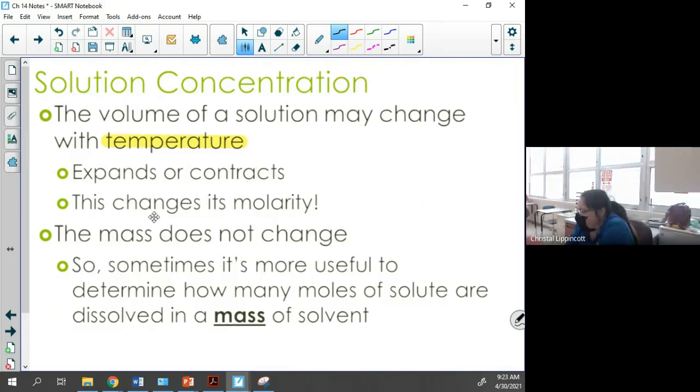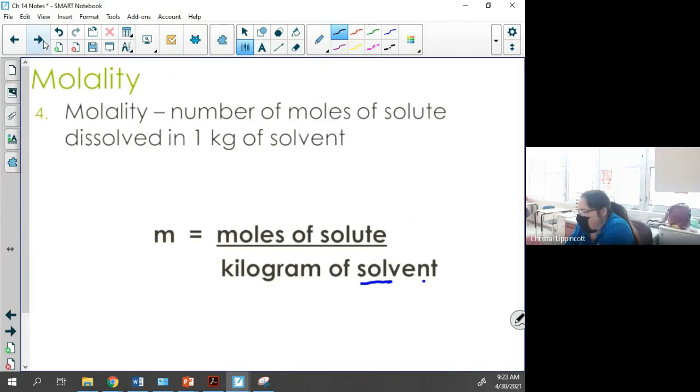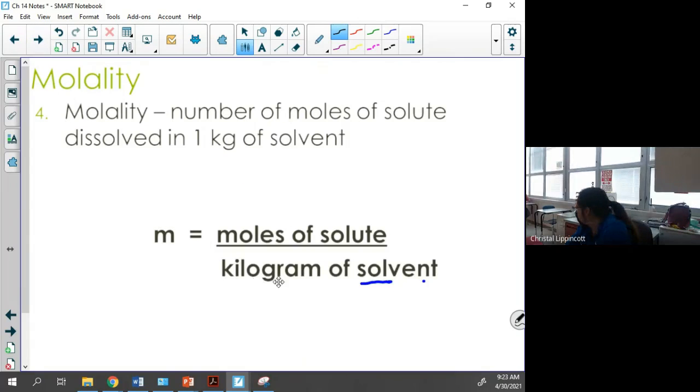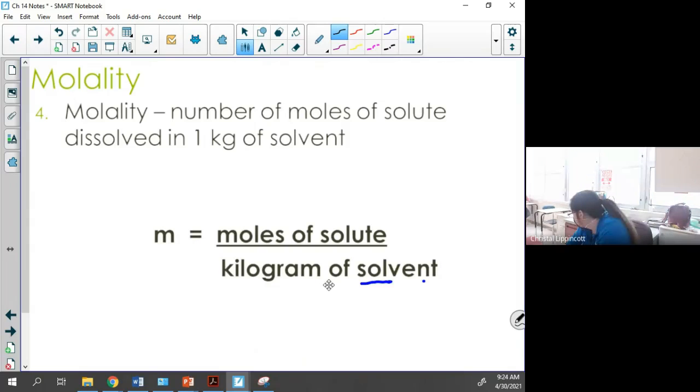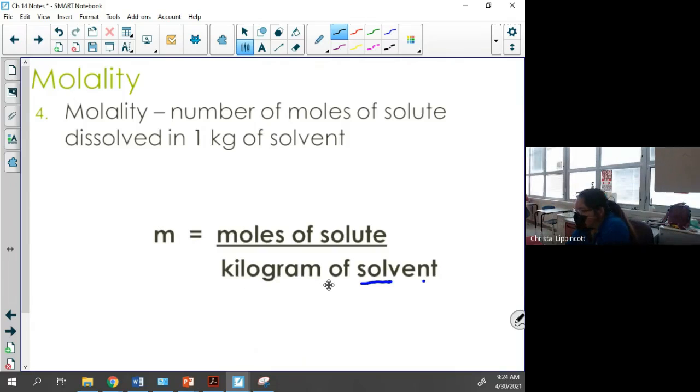And so their volumes would change, which means that their concentrations would, and then their products wouldn't be consistently the same. And so they go by something called molality because the mass isn't going to change. The moles of the solute, the mass, those things are not changing. And so that's why they would use molality.